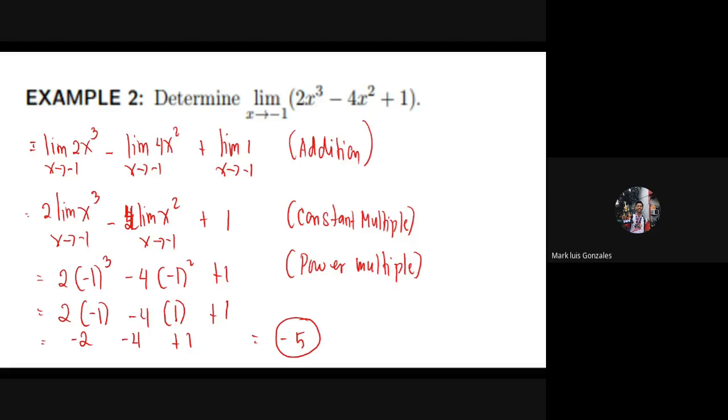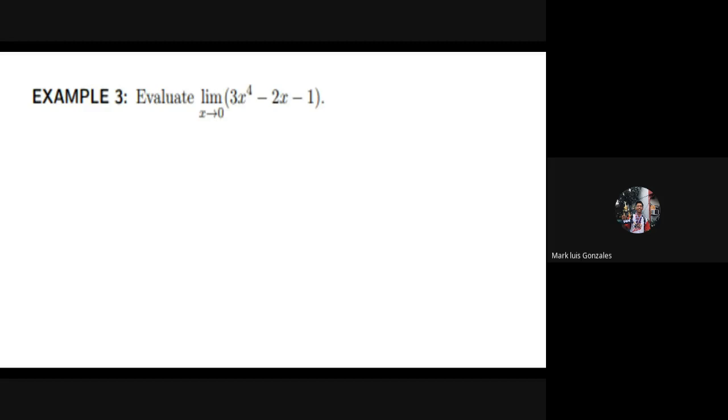So example number 1 and example number 2 are solving limits of a polynomial function. If you have no question, let's continue. Okay, can you do number 3 in 2 to 3 minutes? And then I will ask you to open your camera if you want to answer, just to show your solution. Okay, 2 minutes. Let's make it 3 minutes.